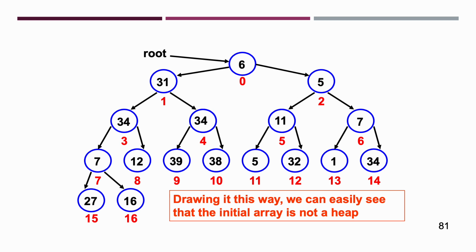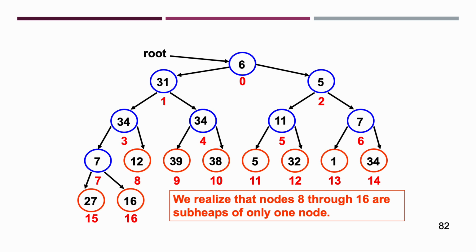Drawing it this way, we can easily see that the initial array is not a heap. So we realize that nodes 8 through 16 are subheaps of only one node. So if you look here, node 8 is 12, nodes 8 through 16. These are all subheaps, meaning these are all leaves, they don't have any children.